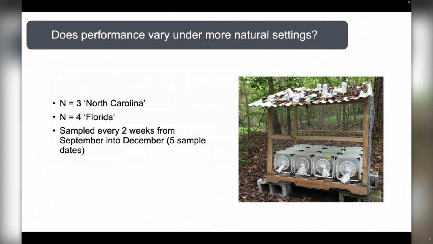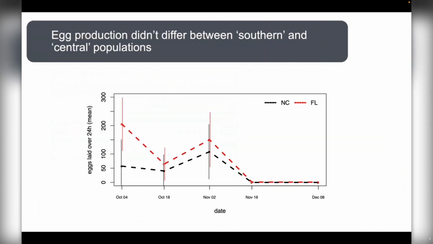We then sampled the cages every 2 weeks for reproductive activity. And how we measured reproductive activity was we put in fresh food vials. We left them in the cages for 24 hours and then went back and counted the total number of eggs laid in those vials as a measure of reproductive activity.